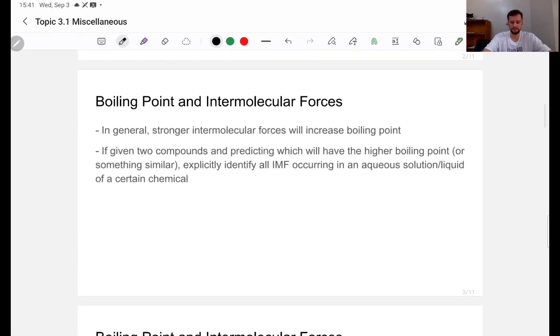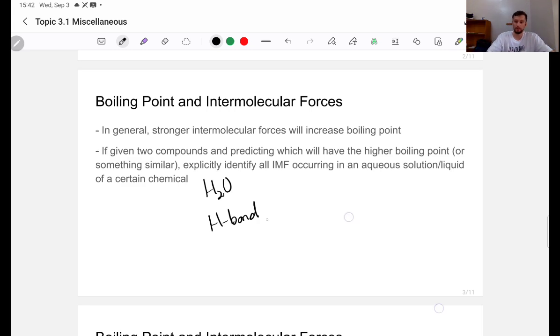So if given two compounds and predicting which will have the higher boiling point, or for something similar, explicitly identify all intermolecular forces occurring in an aqueous solution or liquid of a certain chemical. So what do I mean by that? For example, if you're looking at water and the question says to identify what intermolecular forces are occurring, you might be tempted to just list hydrogen bonding. Do not just list hydrogen bonding, because that is not all the intermolecular forces that are occurring.